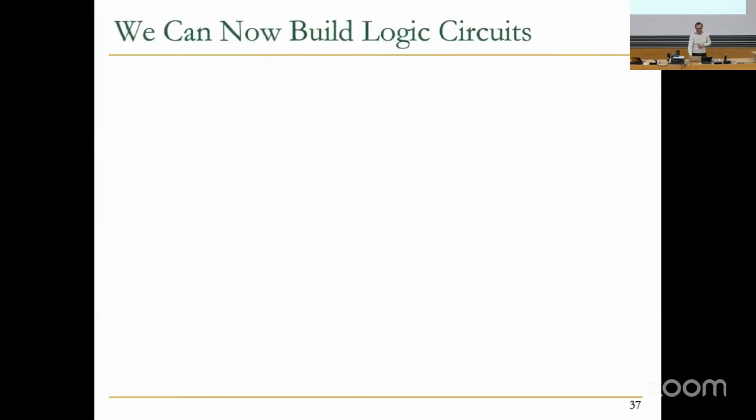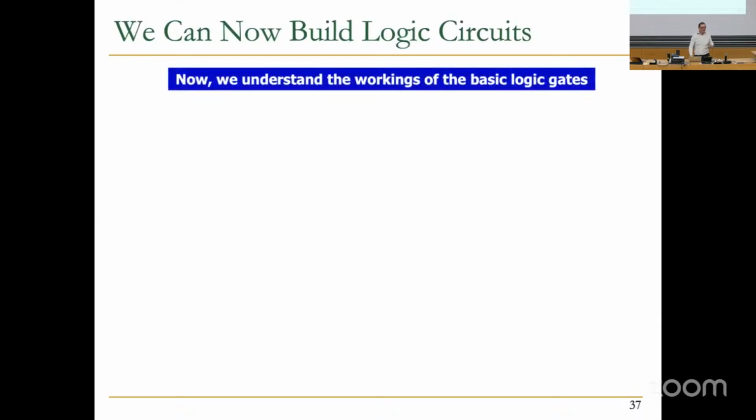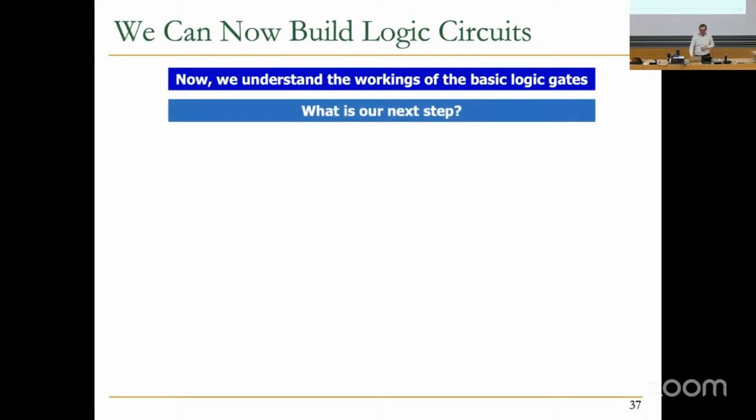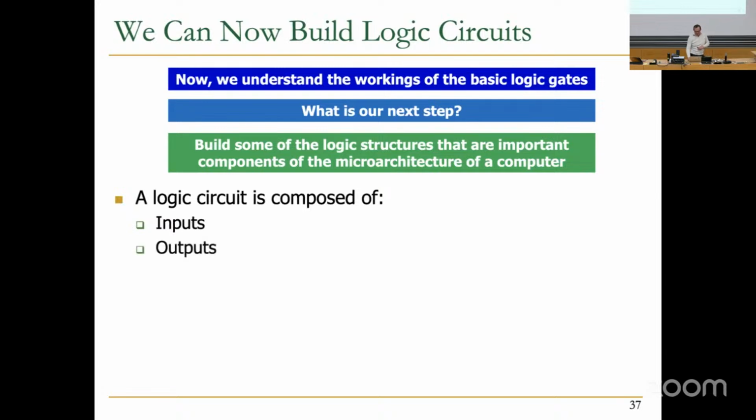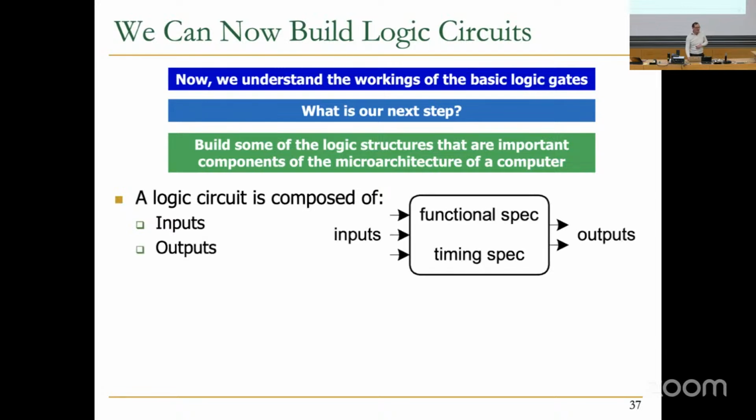Okay, now let's jump into combinational logic circuits because we've covered the basics. We can now build logic circuits. We actually built gates. Our next step is to build some of the logic structures that are important components of the microarchitecture of a computer. We're going to build the microarchitecture after this. A logic circuit is really composed of inputs, outputs, and a specification. There are two types of specification, which is functional specification.